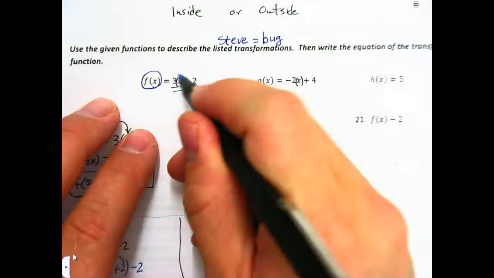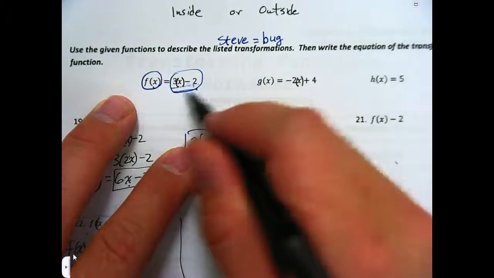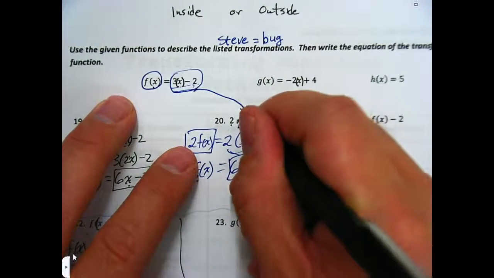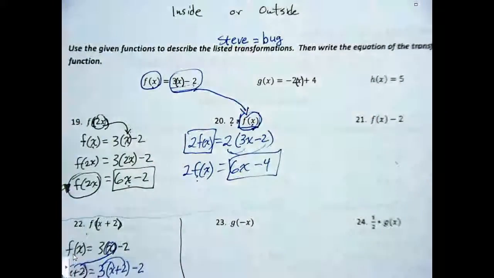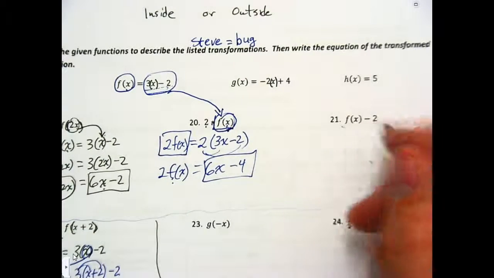What I did is I took f of x is 3x minus 2. I plugged that in for f of x right here. That piece just jumped right in there. Replace that. And so the same thing happens on 21.